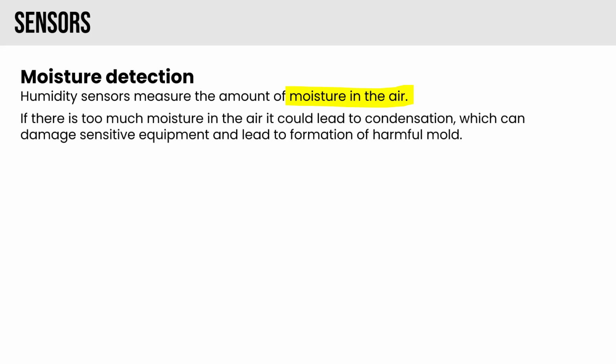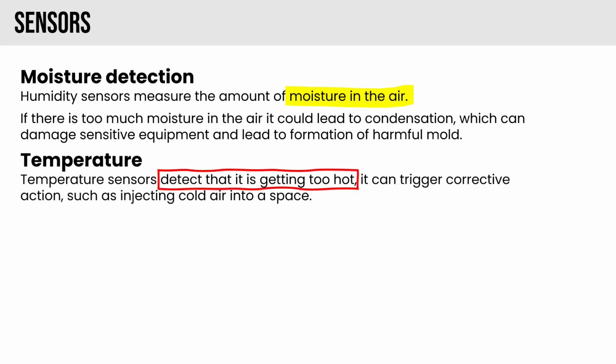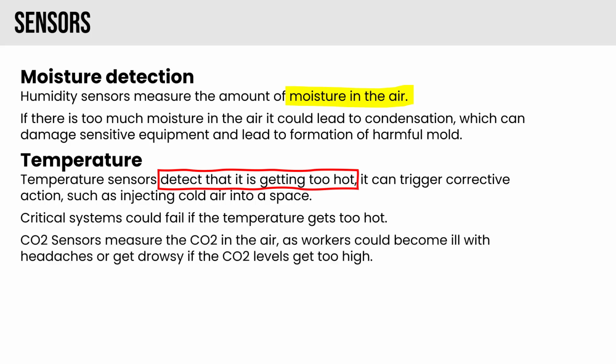And if there's too much moisture in the air, it can lead to condensation, which can damage sensitive equipment. It can lead to the formation of harmful mold. Now, temperature sensors detect that it's getting too hot, and it can trigger corrective action like injecting cold air into a space. Critical systems could fail if the temperature gets too hot.